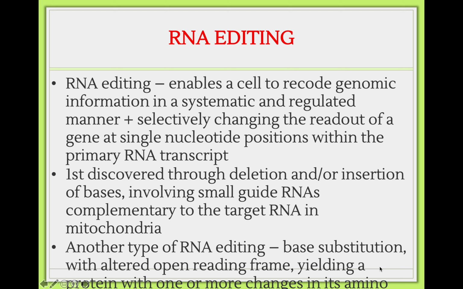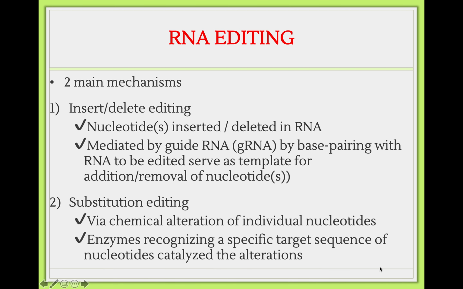So of course it involves small guide RNAs, which are complementary to the target RNA in the mitochondria. And another type of RNA editing is called base substitution, which means that you substitute one for one. This is done with altered open reading frames, so it would yield a protein with one or more changes in its amino acid. So there are 2 main mechanisms for RNA editing.